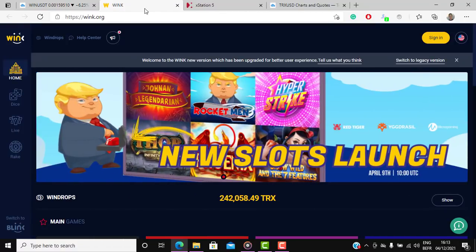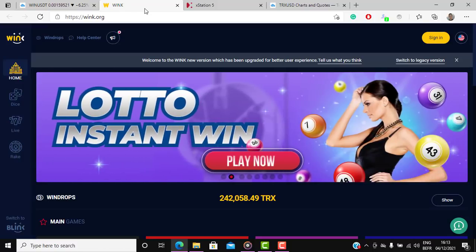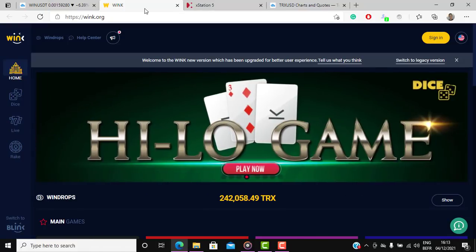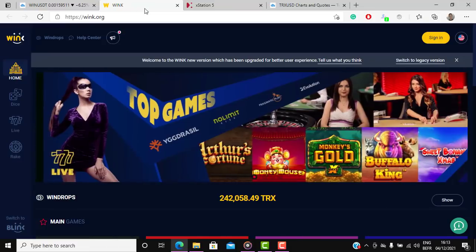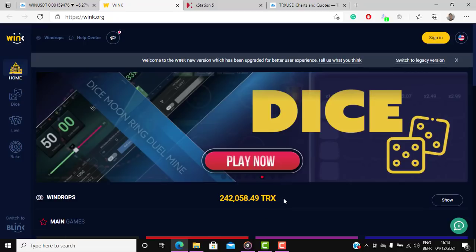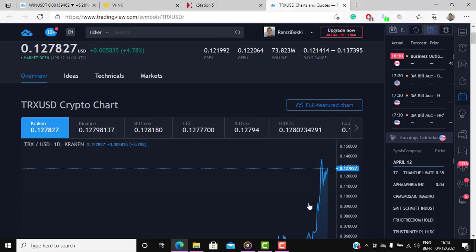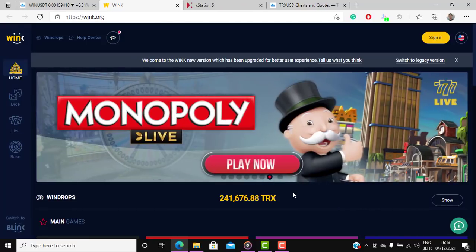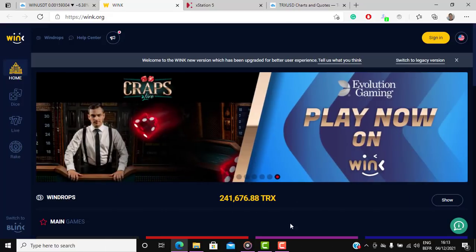So Wink, you can go to wink.org, and Wink is a decentralized platform where users can basically play gambling games, and it's a complete decentralized platform. They use crypto, they use TRX, so keep in mind that they use TRX because we're going to be taking a look at the TRX graph afterward, and it could have some correlation with Wink as well, because if TRX goes up, it will drag a little bit. I'm not saying that it's total correlation, but there is a little bit of correlation between TRX and Wink, because if TRX goes up, it means that the value that Wink has at the moment will go up as well.